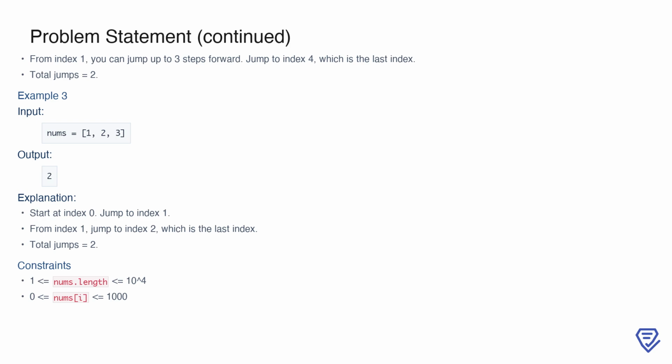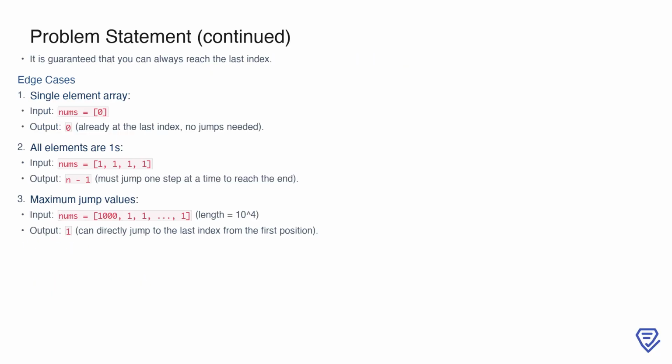Keep in mind the constraints of the problem. The length of the array, nums.length, can go up to 10,000, and the values within the array are between 0 and 1,000. With these constraints, the problem guarantees that reaching the last index is always possible. It's important to consider some edge cases to fully understand the problem. For a single element array like nums equals 0, the output is 0 because you're already at the last index and no jumps are needed.